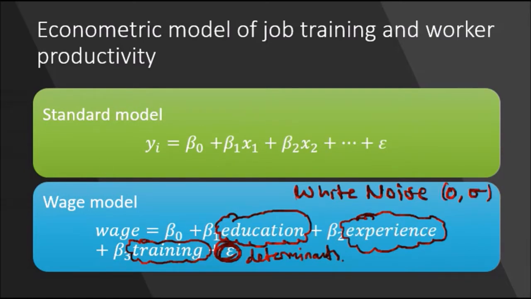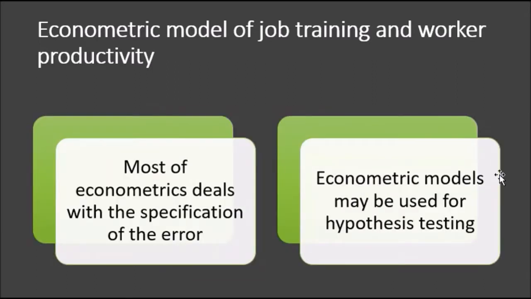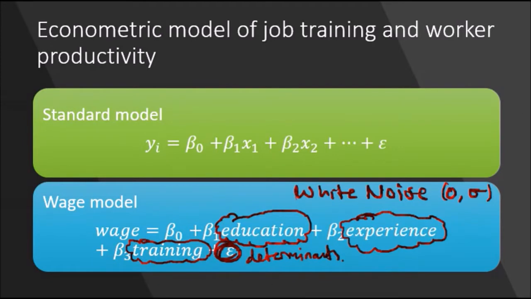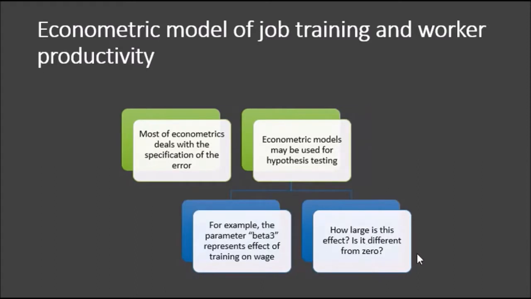Okay, let's move on, guys. Now, continuing from this model, most econometrics deals with the specification of the error, like I stated, the determinants of the error. And econometric models may be used for hypothesis testing, so prediction and so on. For example, the parameter beta 3, the one that suggests training, represents the effect of training on wage. And one could ask, how large is this effect? Is it different from 0?